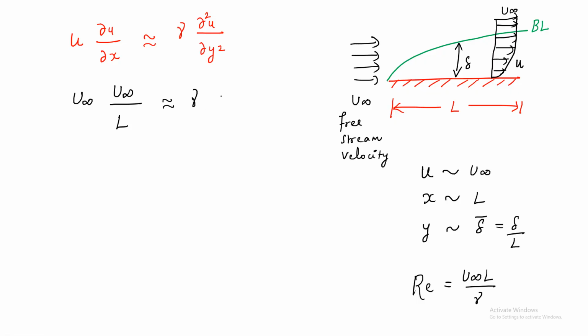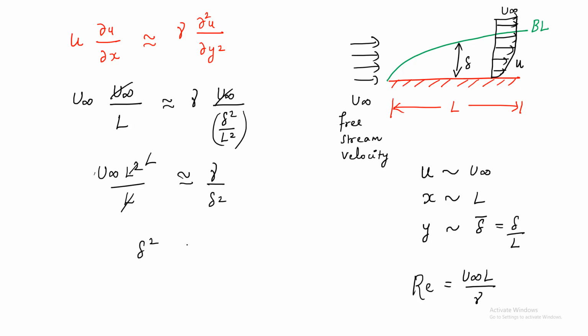Okay, now let's substitute u infinity and u infinity by L, which is proportional to nu, u infinity by, we have y square, so we have L square. Okay, so this L square will come this side, and this u infinity will get cancelled. L square by L, so these two will get cancelled, so we'll get L here, nu by del square. If we just want del square, then we will get nu by u infinity L, right? So this is proportional to 1 by Reynolds number.